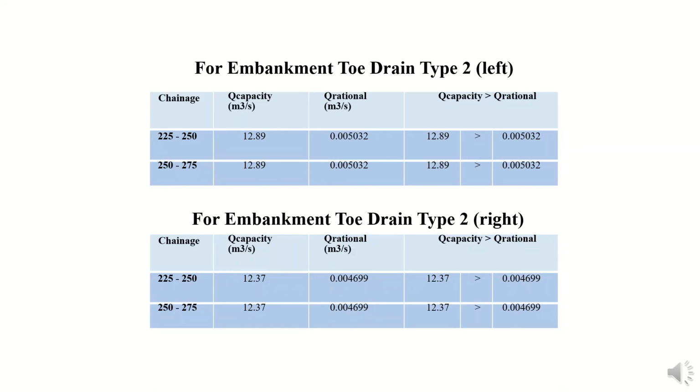For left side of embankment toe drain in change 225 to 275, we can see the value of Q capacity is 12.89 and its value is bigger than the Q rational, which is 0.005032. For the right side of embankment toe drain in change 225 to 275, the Q capacity is 12.37 and its value is bigger than the Q rational, which is 0.004699.